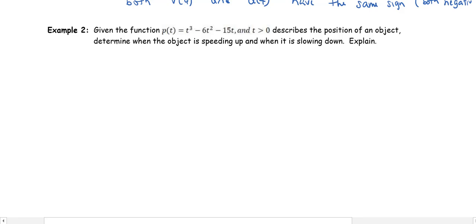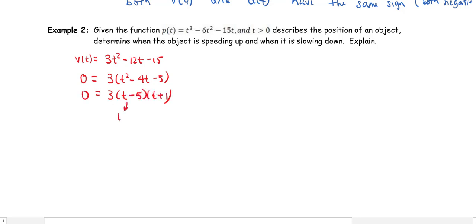Okay, here's the answer. I hope you can find the velocity. Do that first. I'll speed this up so you'll have a nice long video to watch. Set the velocity equal to 0. Factor out the 3. Do some more factoring. And hopefully you'll see that t equals 5 and t equals negative 1. Okay? Looking good.